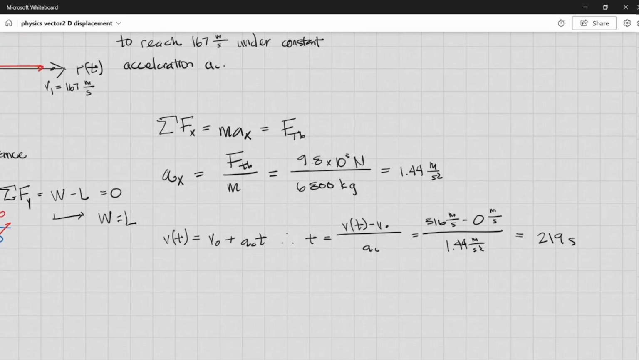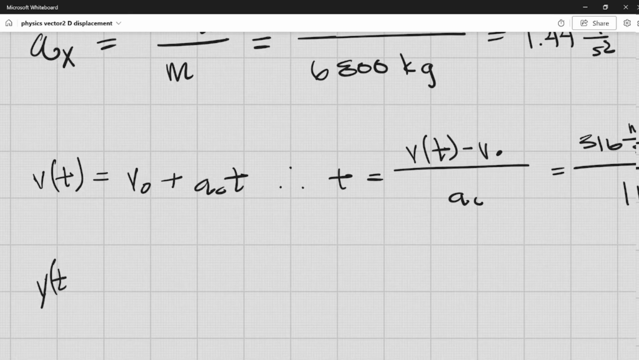Okay, so we have a time of 219 seconds. What we need to find now is the distance that was traveled in that 219 seconds. And so I'm going to apply the kinematic equation for displacement in the r direction. And we can do the y direction and then convert it using our conversion factor that we had earlier. So I'll just do that.